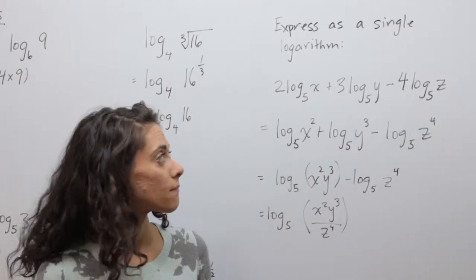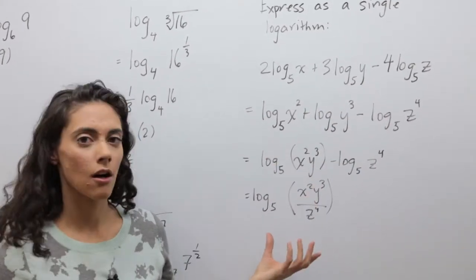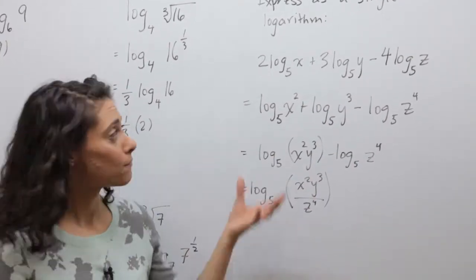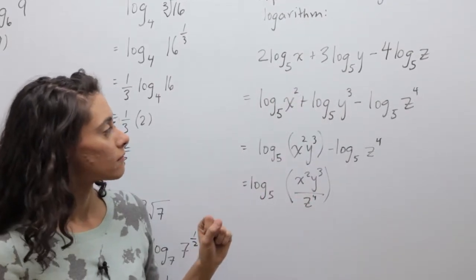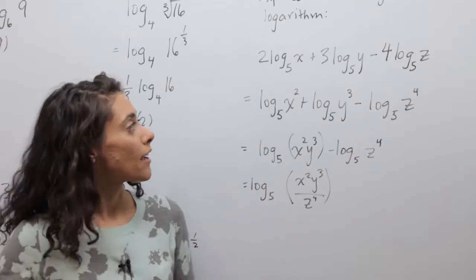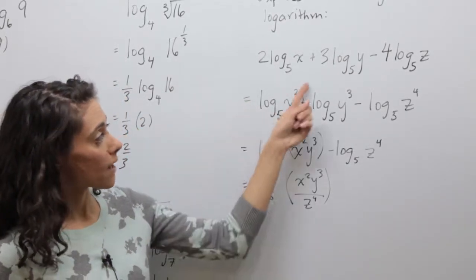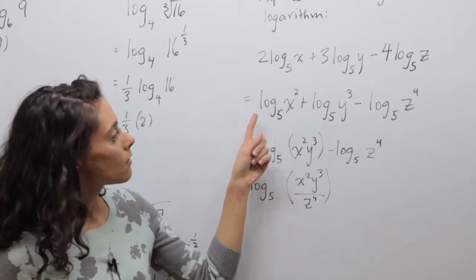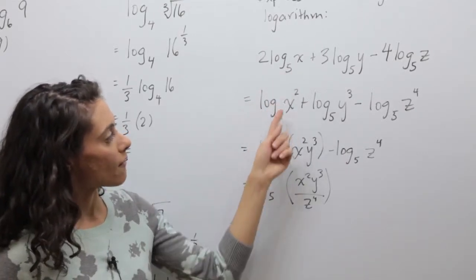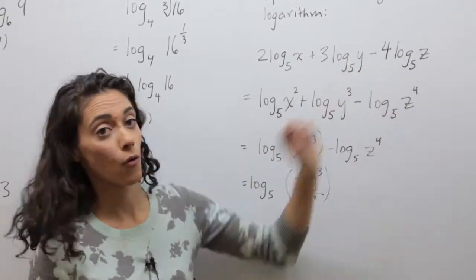Another way to use our laws is to take a long expression like this and rewrite it as a single logarithm. It may not look that much nicer, but we turn 3 logarithms into 1. So first things first, I need to get rid of these coefficients in front. I can use law 3 in the reverse by bringing this number back up as an exponent. So now I've got log base 5 of x squared, y cubed, z to the 4.